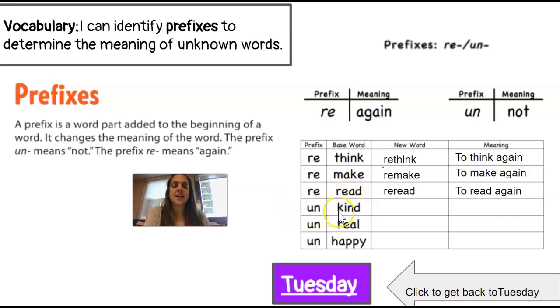Here's our next base word, kind. We're going to add the prefix un to the beginning of the base word kind and change the meaning. So kind means to be nice. The prefix un means not. So here is our new word, unkind. The child was unkind when he didn't say please or thank you. Our new meaning is going to be not kind. Not kind.